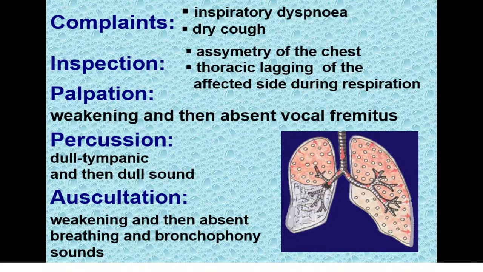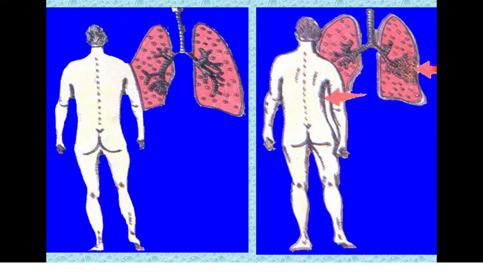You see that some sides of the lung are completely excluded from breathing. You can compare a healthy patient and a patient with obstructive atelectasis, with visible asymmetry of the chest.